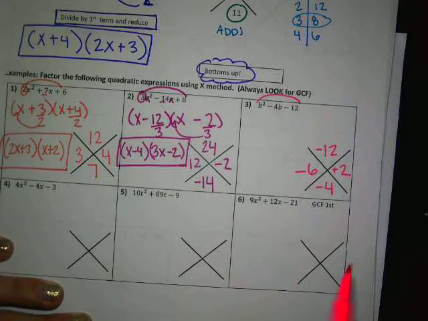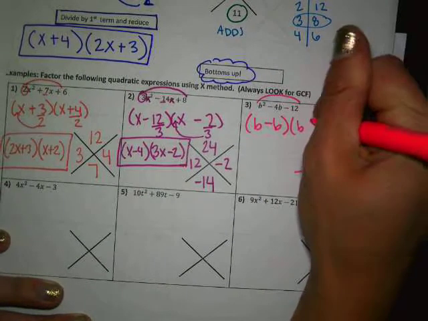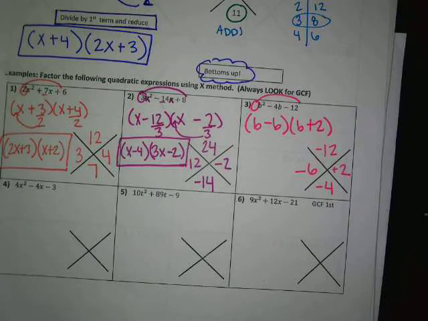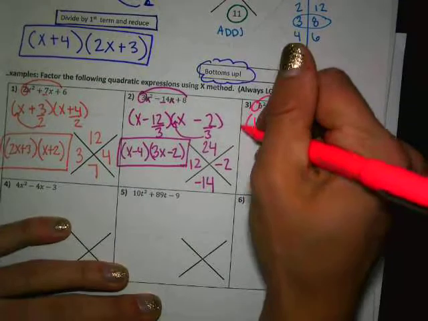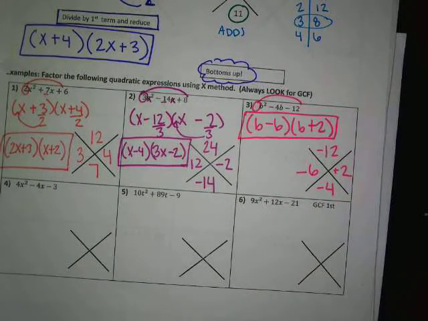Right, and so when you put this in the parentheses, b minus 6, b plus 2, if you divide by 1, what happens? It's the same thing, right? So you don't actually have to divide by 1 unless you want to. But it's not going to change your problem at all.